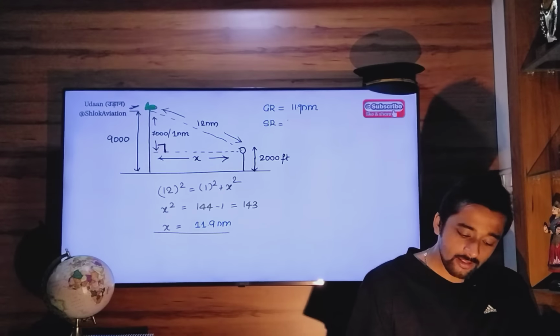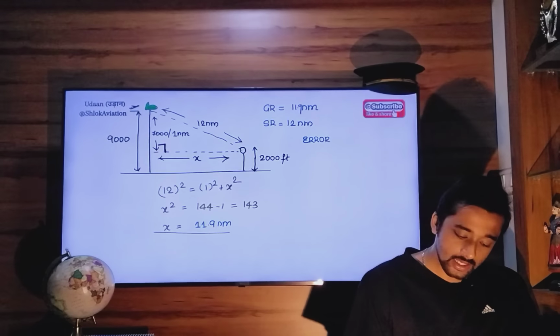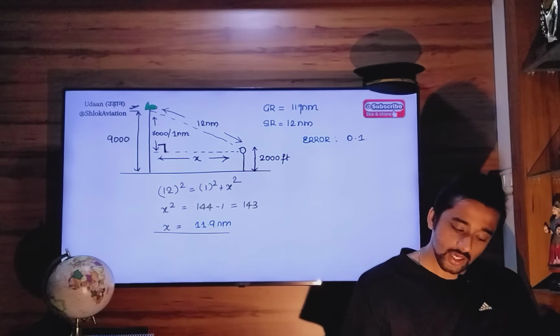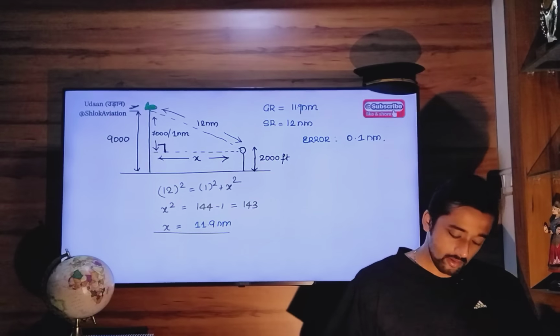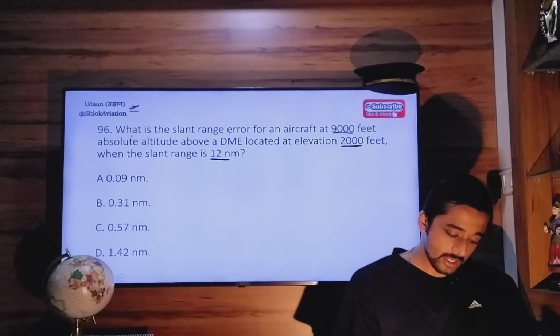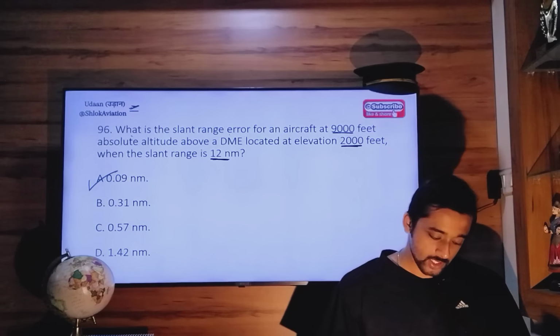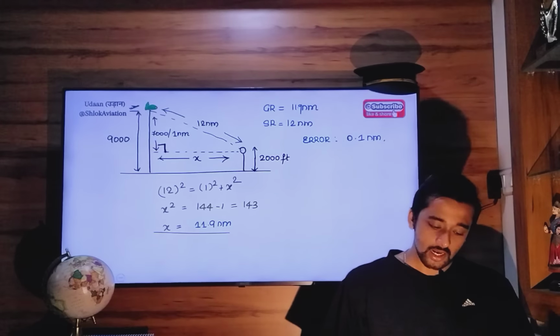Slant range is 12 nautical miles. So the error between them is very minute. Still, it is 0.1 nautical mile. So the correct option here will be option A, 0.09 or 0.1. Okay, the closest option. This is how you do the sum.